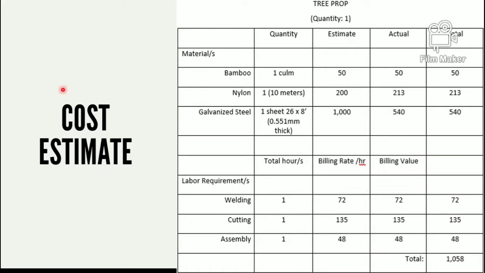Cost estimate: the tree prop costs around 1,058. One bamboo shoot costs 50 pesos. Nylon is usually sold in a roll of 10 meters, 213. Galvanized steel, the thinnest sheet there is, 540 pesos. For the labor requirements, you have welding, cutting, and assembly. Welding costs 72 per hour. Cutting costs 135 per hour. Assembly costs 48 an hour. So all in all, the total is 1,058.